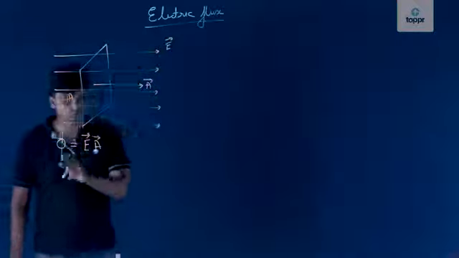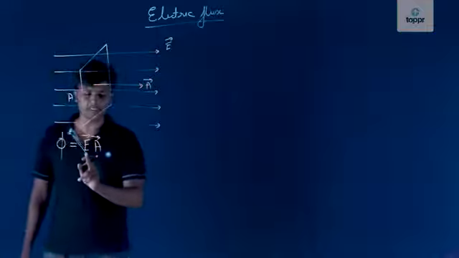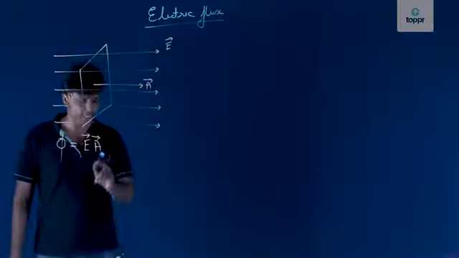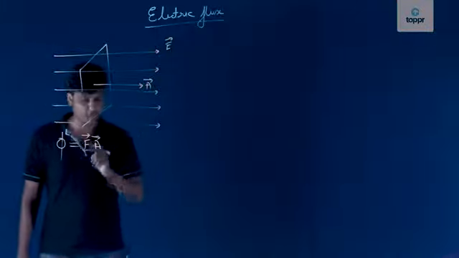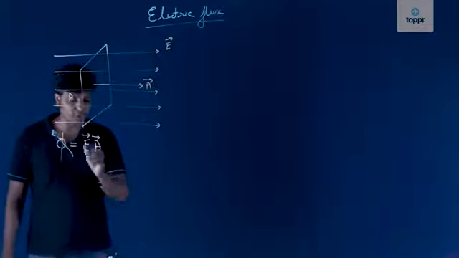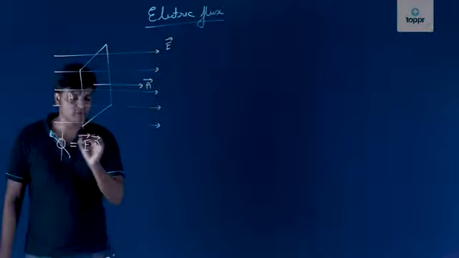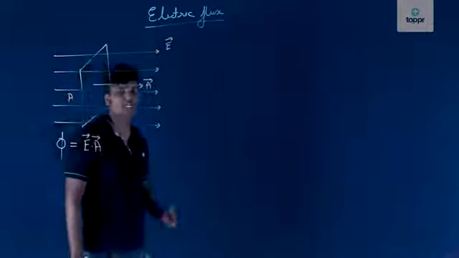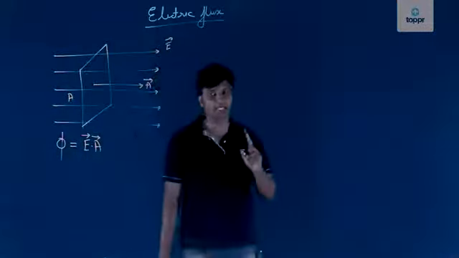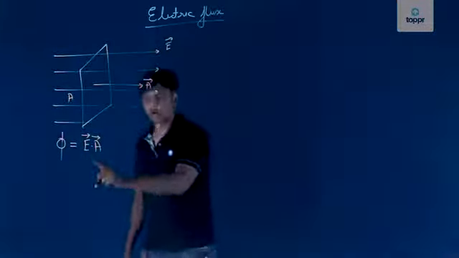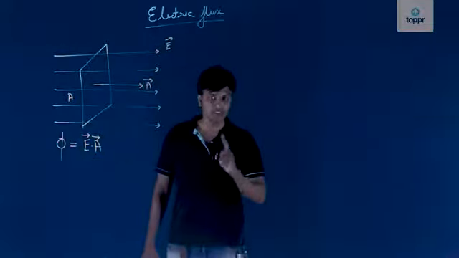So electric flux, this has to be what? E, electric field, is a vector quantity. Area is again a vector quantity. So flux is equal to the dot product of the electric field and the area vector, and this is how flux is nothing but a scalar quantity.